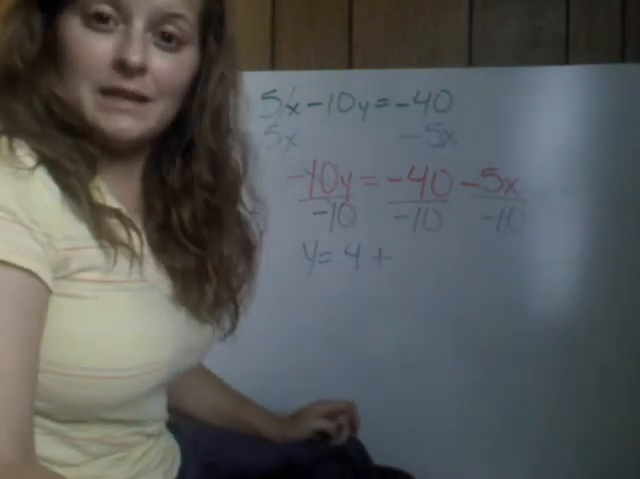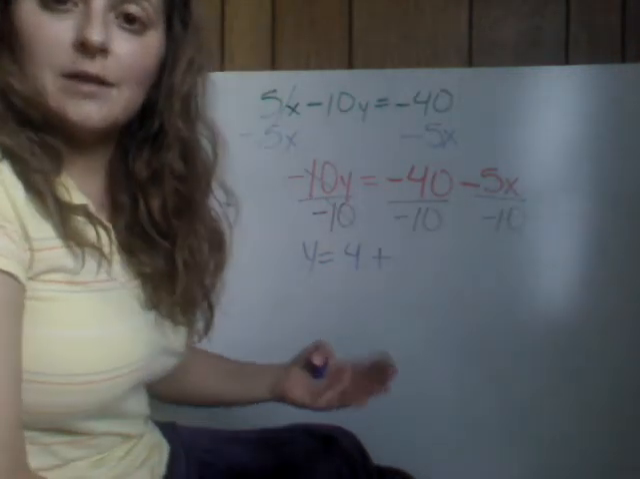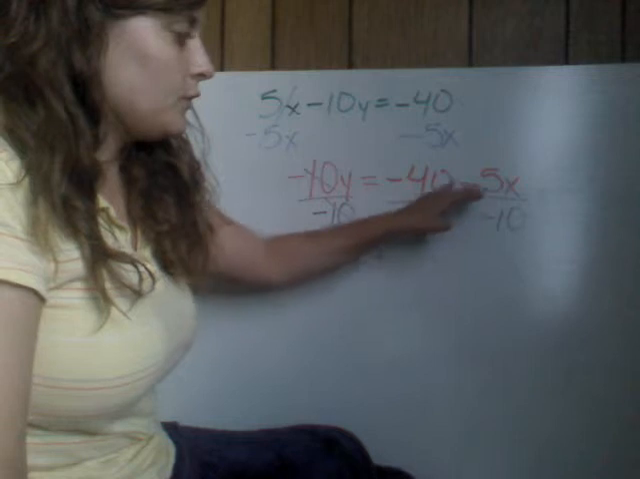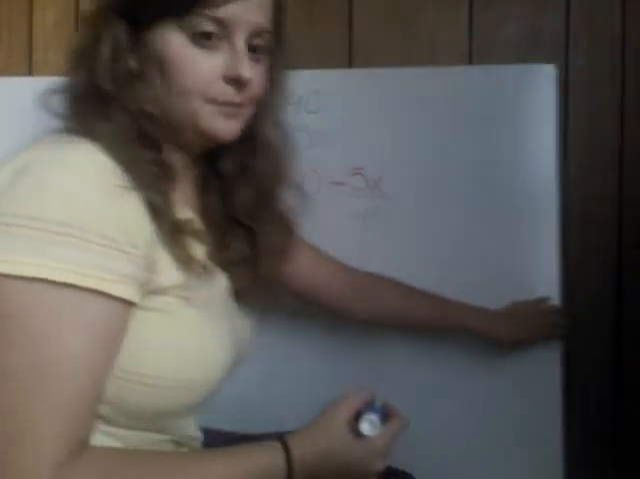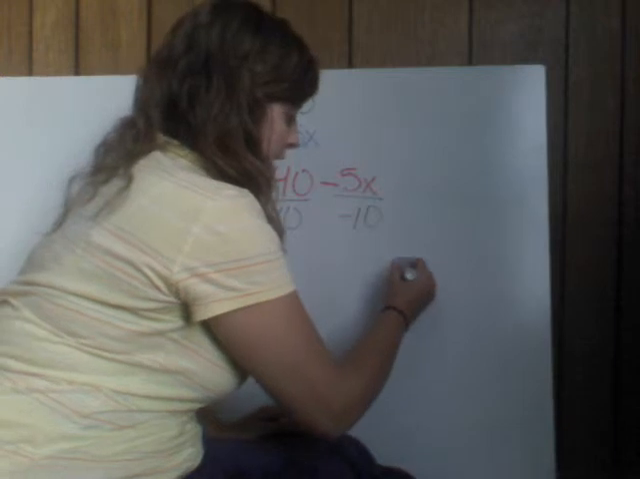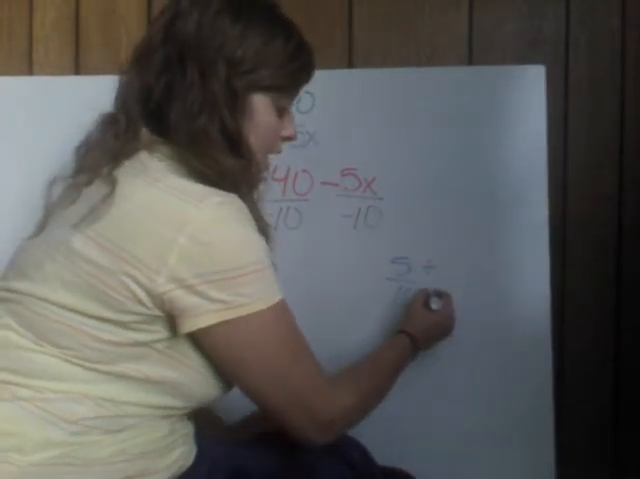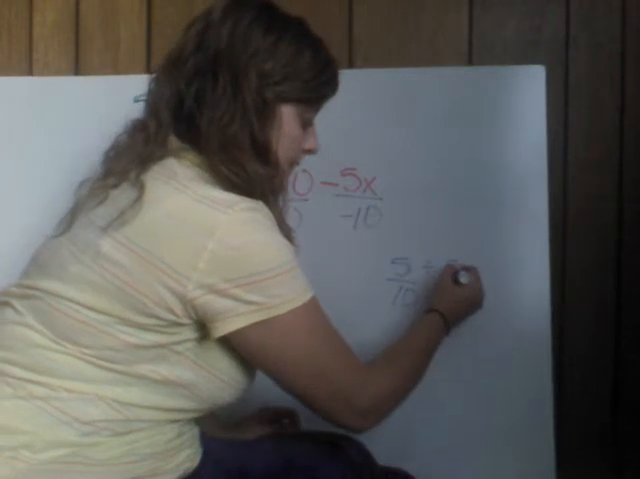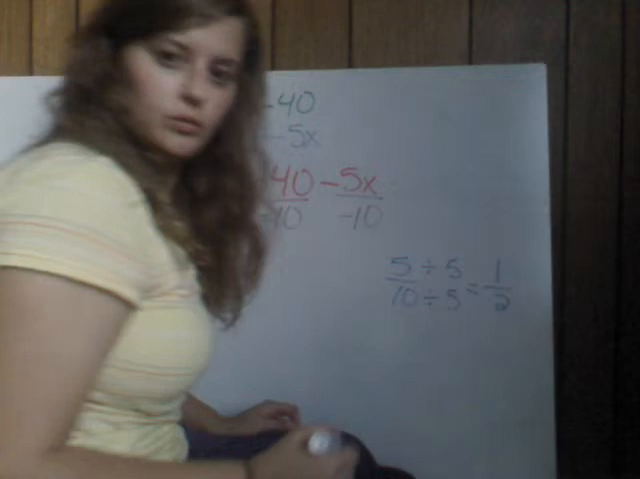Now 5 divided by 10, I can't divide 10 into 5. So I'm going to just reduce it as a fraction. So 5 and 10 have a common factor of 5. So over here on the side, I'm going to write 5 and 10. Now I can divide the numerator and the denominator by 5, and I get 1 over 2.